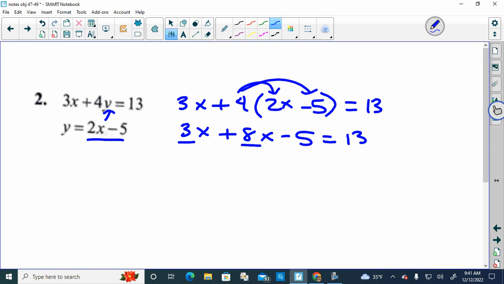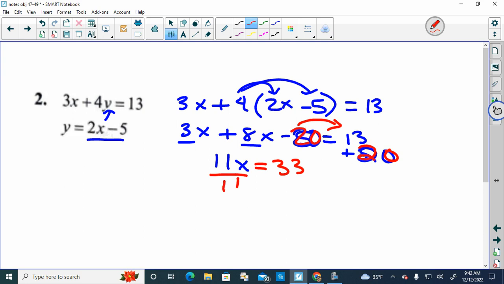Okay, combine my two like terms. So I've got 11x. Move the 5 over, so it changes from a negative to a positive. Oh wait, sorry, 4 times negative 5 would be 20. Why does this not look the same? So it's a negative 20, which changes it to a positive 20. Let me do that in every color. Okay, we're going to move this over. So now I have 11x equals 33.